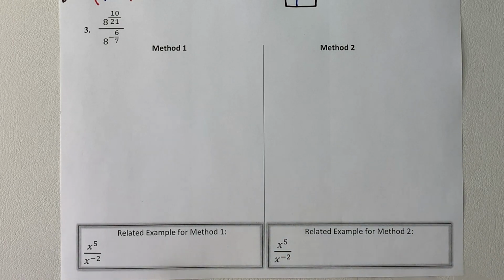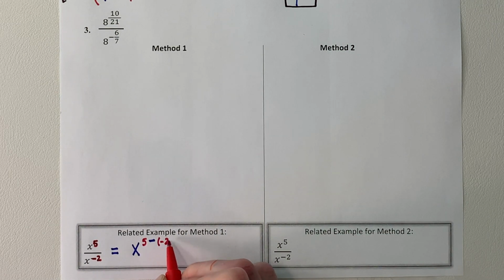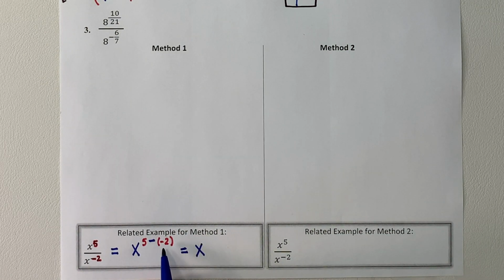One approach is to use the quotient rule of exponents. And the quotient rule of exponents says when you divide two quantities with the same base, we can keep the base and subtract the exponents. So we're going to take this exponent 5 and subtract this exponent, which is a -2. And 5 minus -2 is equal to 5 plus 2, which gives us x to the 7th.